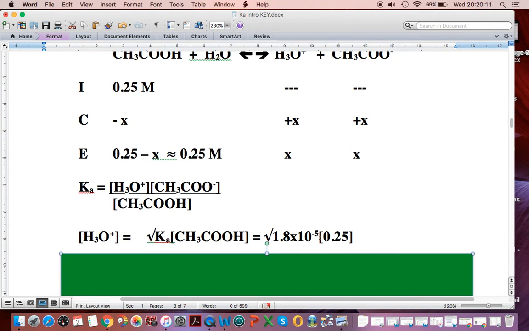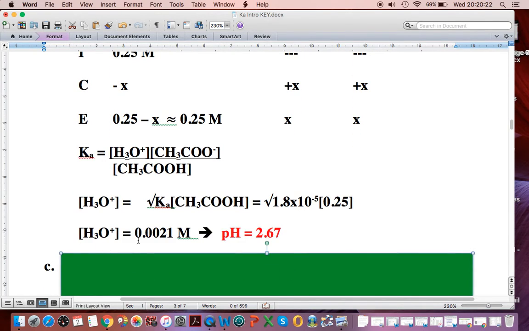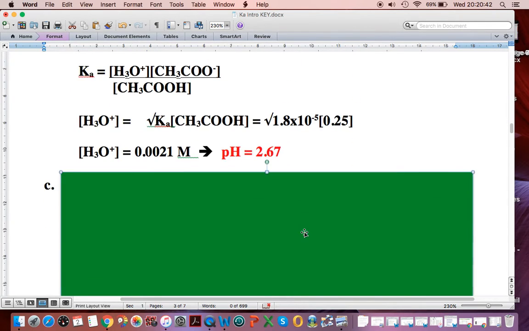The Ka is 1.8 times 10 to the minus 5. I looked that up on the Ka chart. I multiply by the 0.25 and I take the square root of that mess. Once I have the square root, I find it 0.0021 molar, and I minus log it, and I get 2.67. Remember, this has two sig figs because the numbers to the right of the decimal point are significant digits. This had two sig figs, and this represents our power of 10.